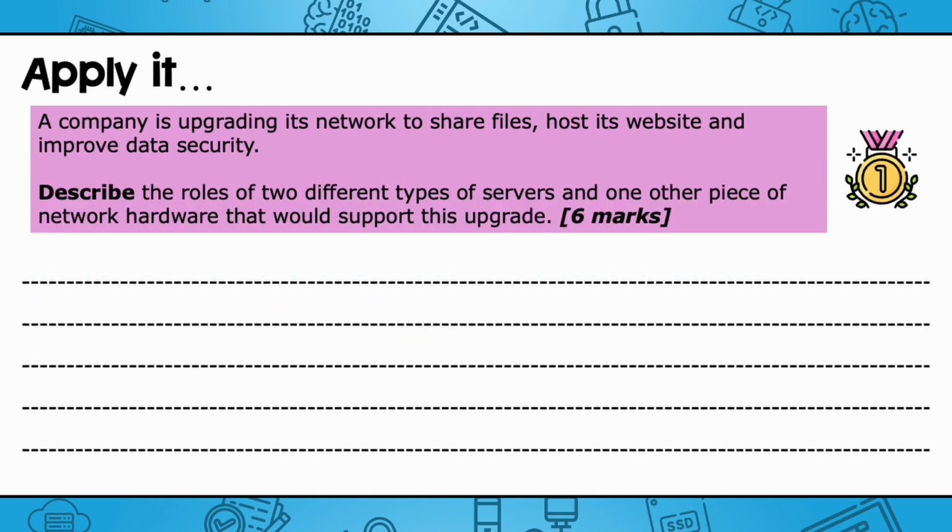Final question, a 6 mark question, gold question. A company is upgrading its network to share files, host its website, and improve data security. So describe the role of 2 different types of servers and 1 other piece of network hardware that would support this upgrade. It's a 6 mark question, so this one's going to be quite lengthy. Pause the video and have a go.